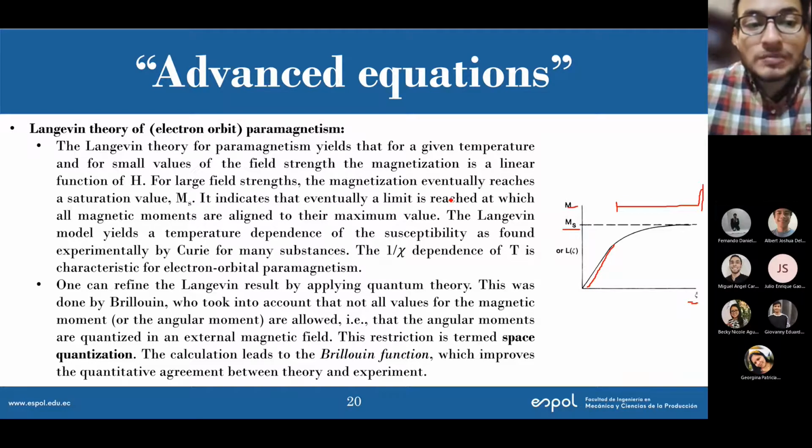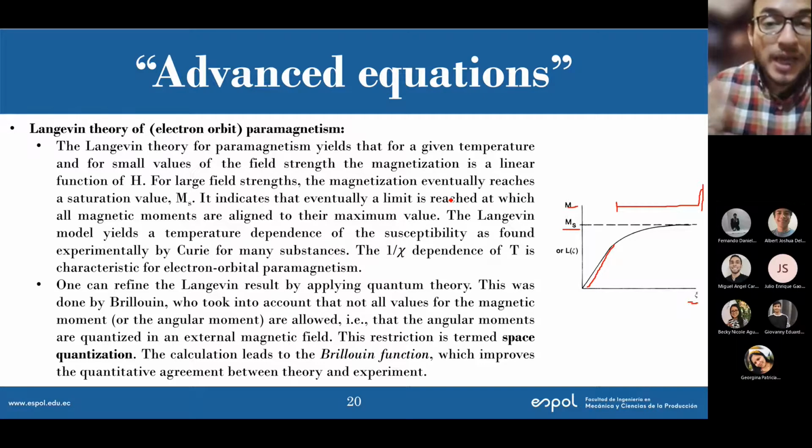So remember, Langevin theory is explaining what Curie and Weiss observed empirically, so experimentally: the relationship between susceptibility and temperature, and how that inverse relationship occurs.